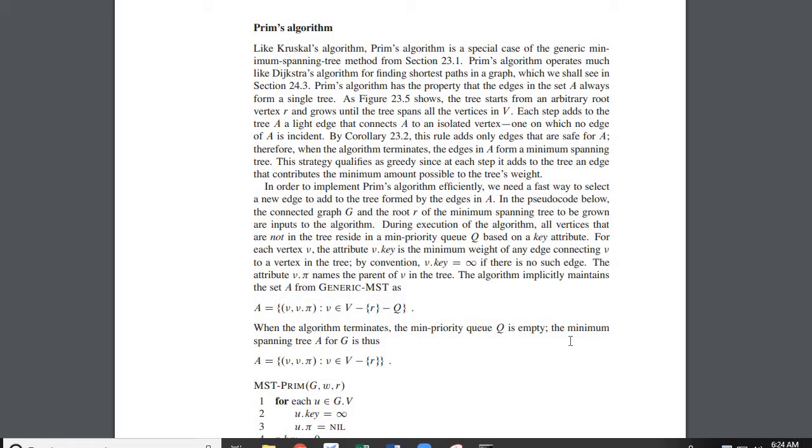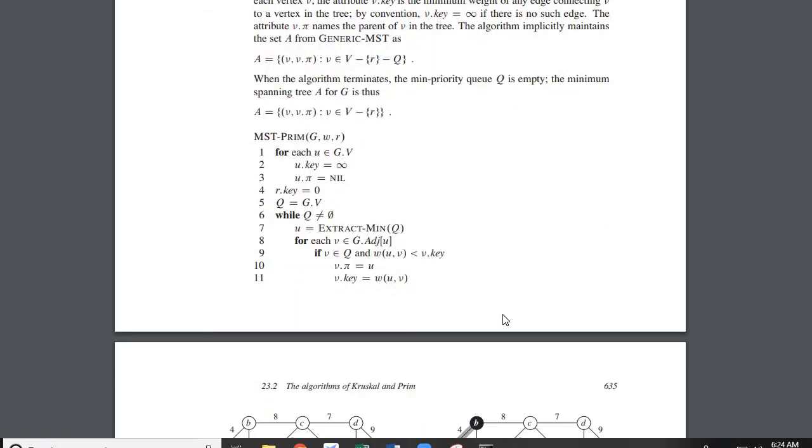So how is Prim alike to Kruskal? Kruskal works on the basis of edges and their weights, whereas Prim works on the vertices. Both are the same in terms of spanning tree, but the approach is different. Kruskal works with the help of edges and their weights, whereas Prim works on the basis of vertices. So let's see the minimum spanning tree algorithm for Prim.